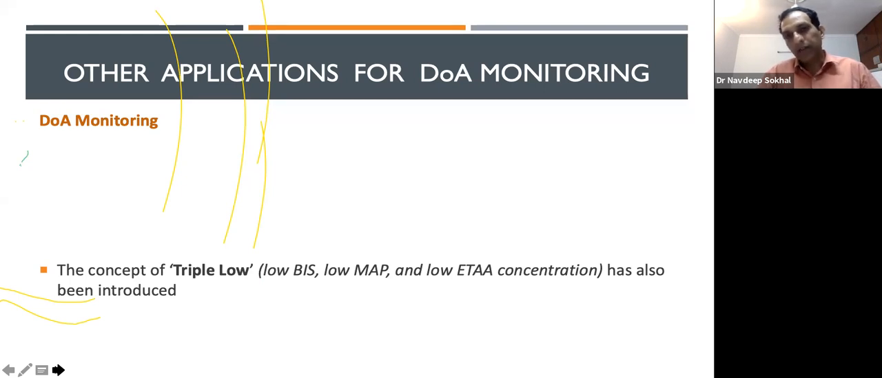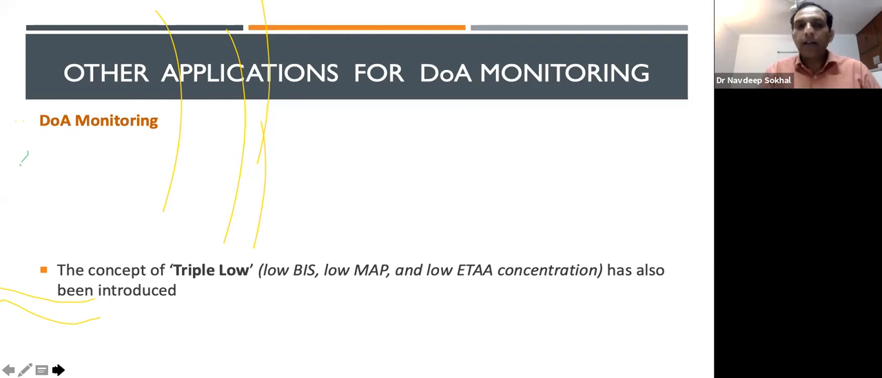How does it happen? Low anesthetic concentration should not lower BIS. Rather, BIS should not be low with low anesthetic concentration. So what is it, actually, if there is a low BIS, low mean arterial pressure, and low anesthetic concentration? In spite of lower concentration of inhalation anesthetics, the BIS value is unduly low, and there is also low mean arterial pressure, this is called the triple low concept.